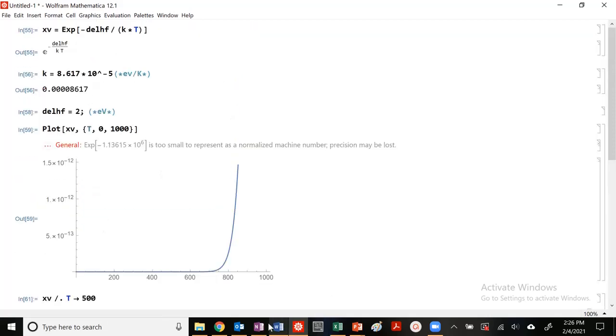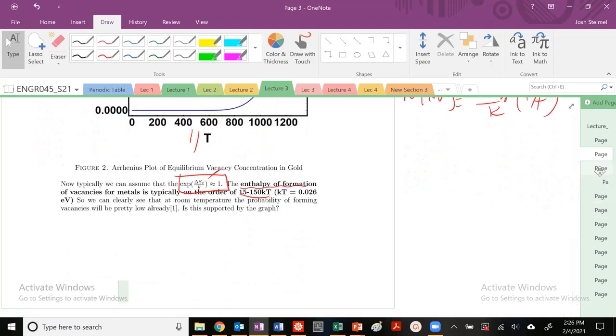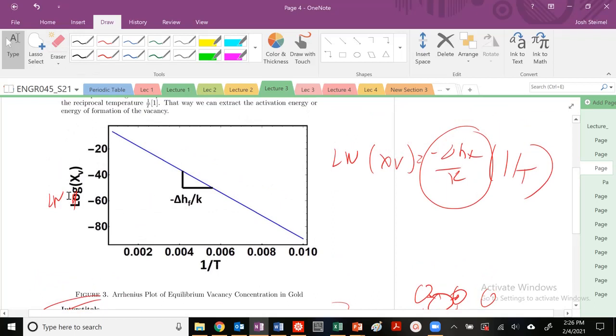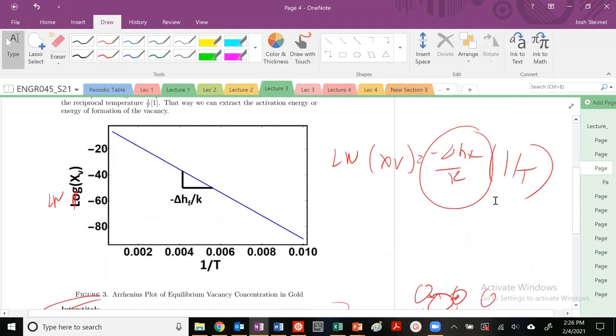Now, let's go back to our function here. Oftentimes, we want to express our function a little bit differently. We want to actually plot the log of XV, because we know that XV equals exponential of minus delta HF divided by KT. If I take the natural log, you can see I could rewrite this as a linear function: log of XV, with minus delta HF over K as my slope here. I know what K is, and then I can figure out what my delta HF is.